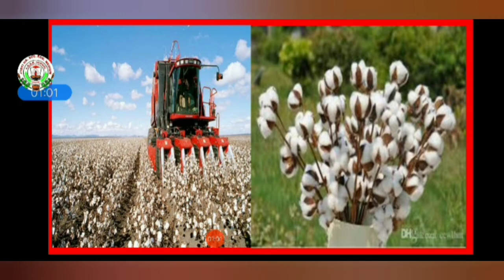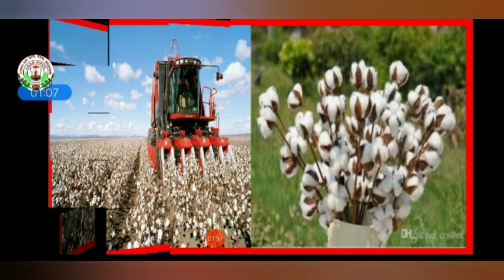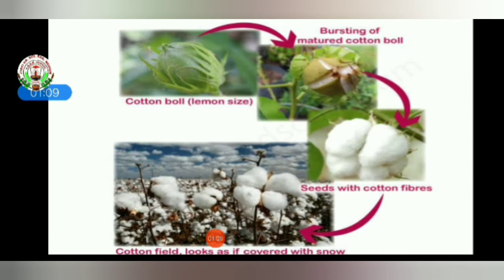This means the life of a cotton flower is only 3 days, leaving behind a small seed pod known as the cotton ball, which is lemon-sized and green in color. You can see the cotton ball in the first picture. Each ball contains about 30 seeds and up to 5 lakh fibers of cotton.